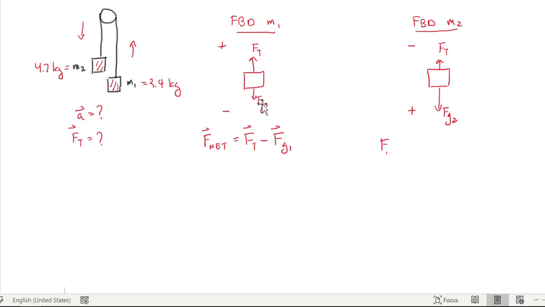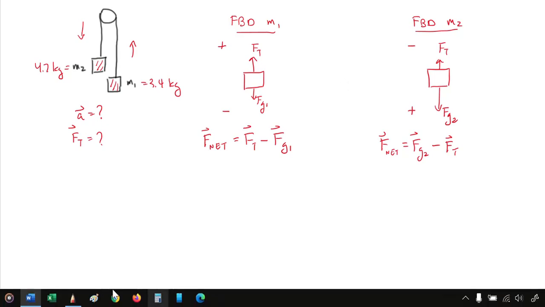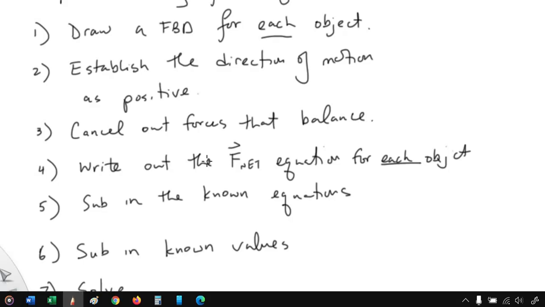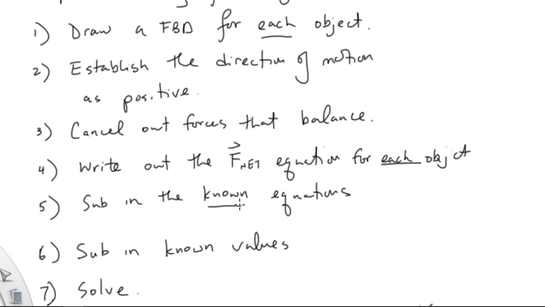On this side, F-net is equal to Fg2 minus Ft. So the equation will look a little bit different because the object is moving in a different direction. All right, so now I've set up my F-net equations for both of those. Next step is sub in the known equations.